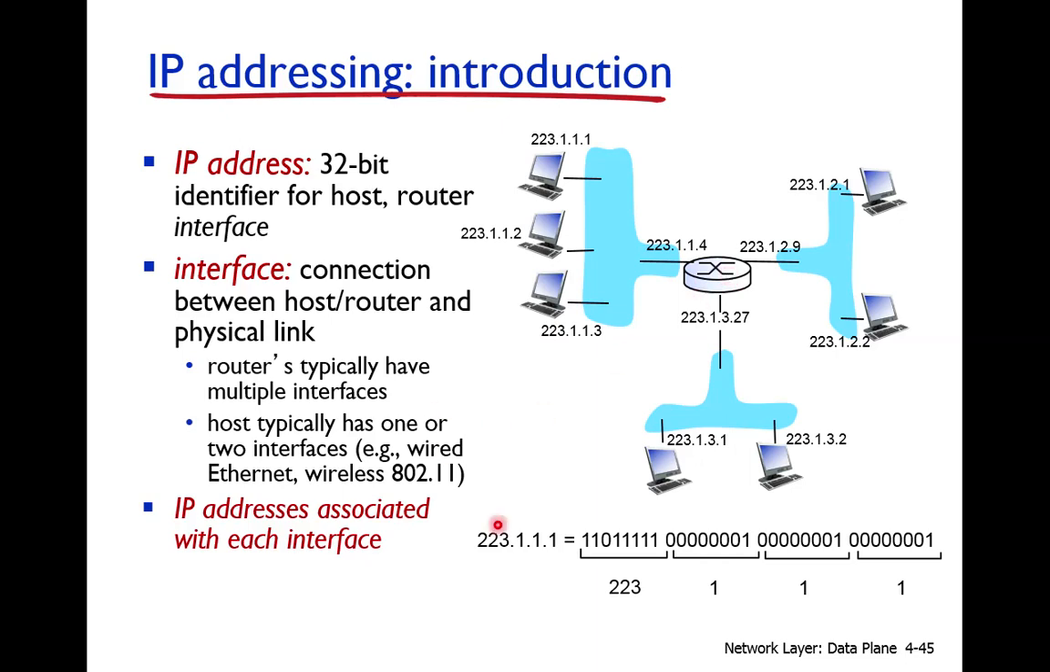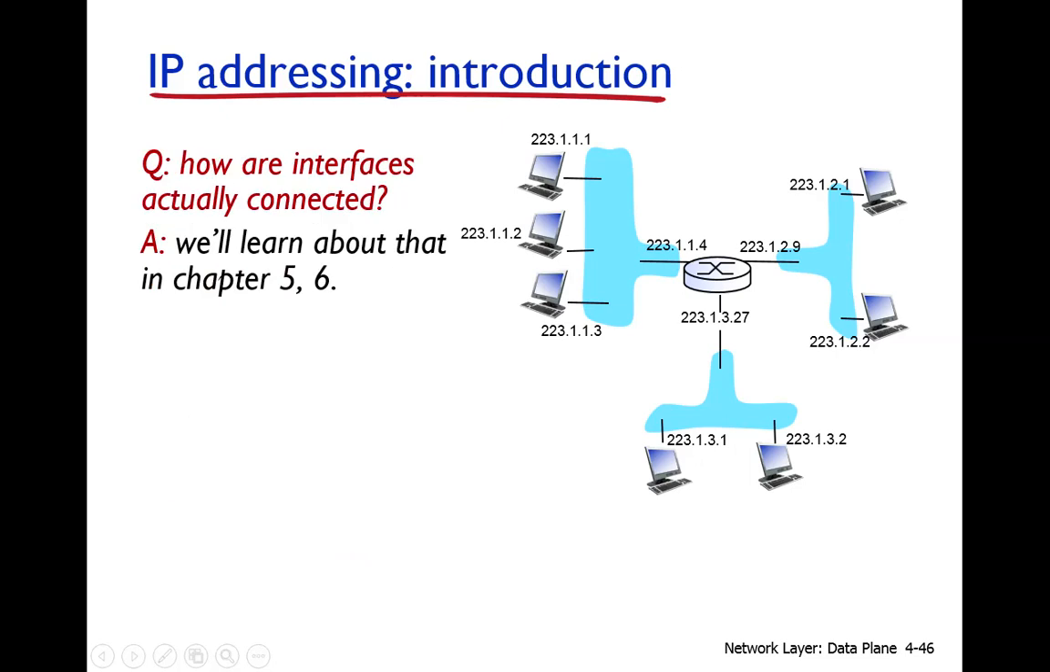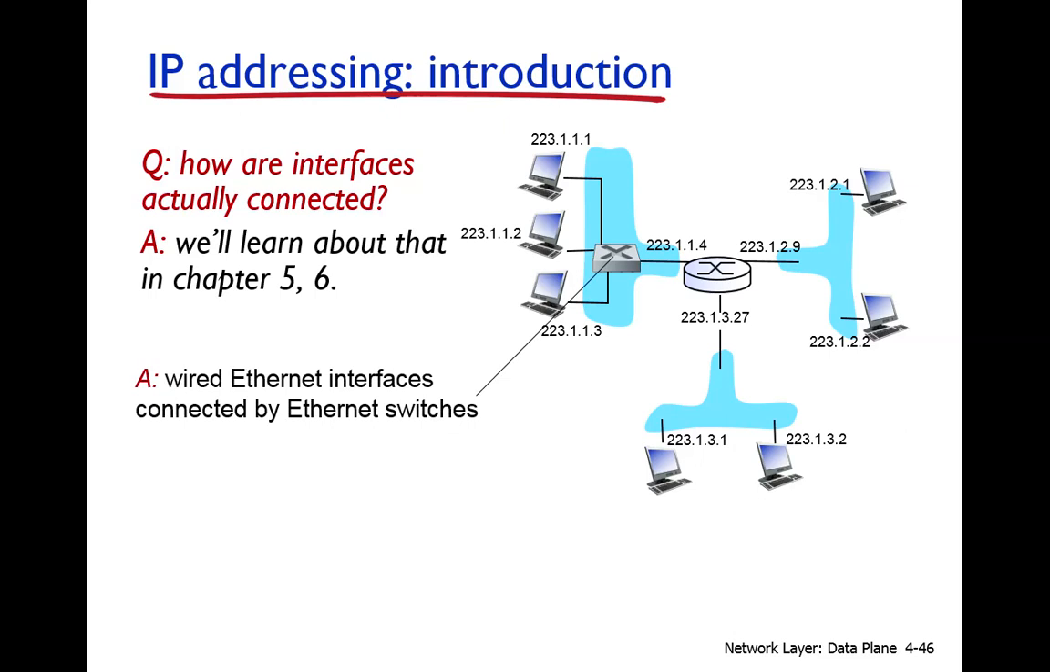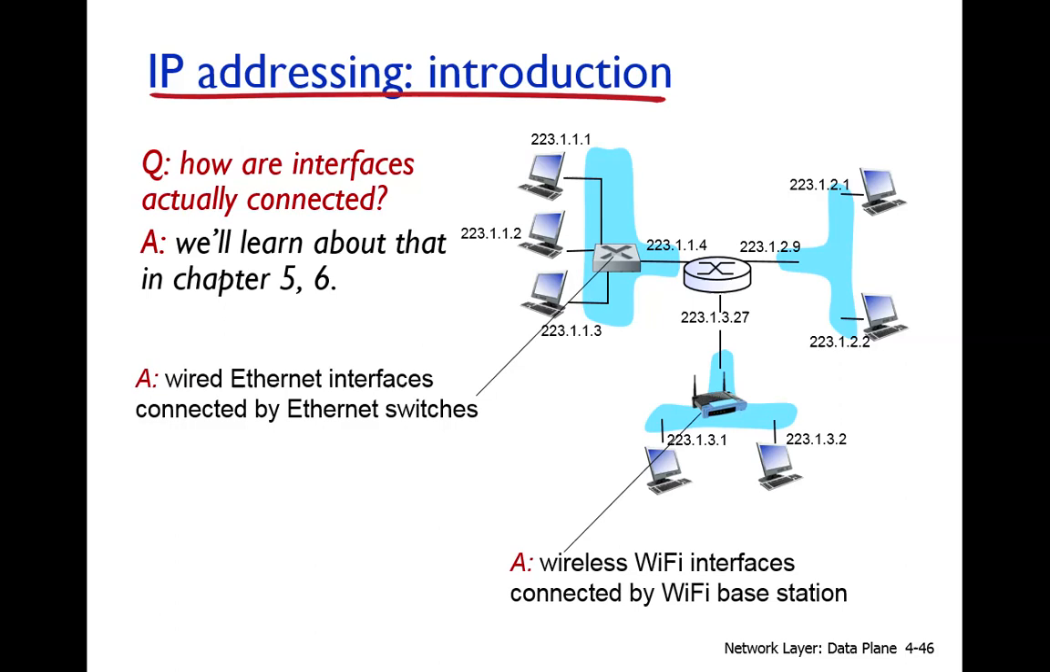The IP address is represented as first byte dot second byte dot third byte dot fourth byte. This is the special representation of an IP address. This is the decimal representation, and this is the binary equivalent. Now, how are interfaces connected? We will learn about it in chapters number 5 and 6. A wired interface is connected by Ethernet switches, and Wi-Fi interfaces are connected by Wi-Fi through a base station.